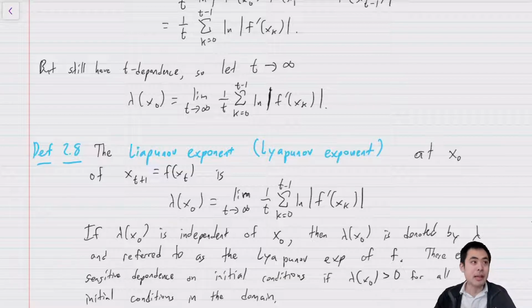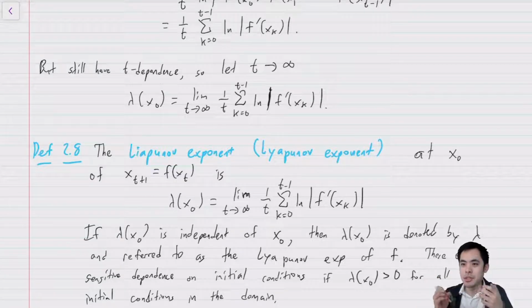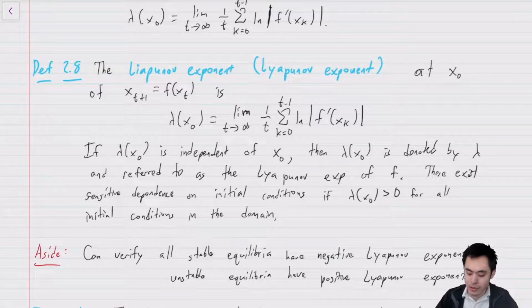So once we've done that, we can actually define something, instead of, like, we sort of had a heuristic idea of what we meant by these limits as t goes to infinity and as epsilon goes to 0. And one nice thing to do is just to define our Liapunov exponent as that limit. So that is our definition 2.8 here.